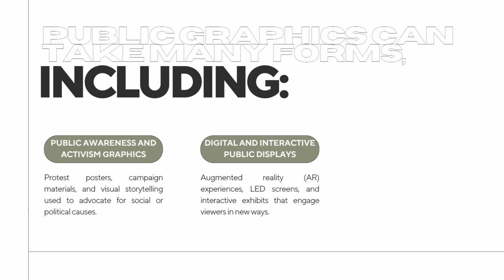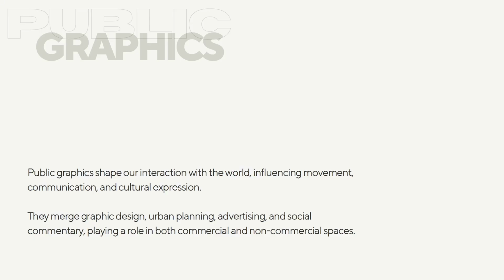These are our protest posters, the campaign materials. We looked at the Obama Hope poster last week. This would be that area. And, of course, visual storytelling, which we chat about a lot in class, because this is used to advocate for social or political causes. And last but not least, this is our digital and interactive displays. This is the AR, the LED screens, digital signage, something that can be changed pretty swiftly because of the tech and its interactivity. And again, this could be those interactive exhibits like that Van Gogh immersive that we saw a couple years ago, and how do you engage with viewers in new ways? And that's a great one to look at for that.